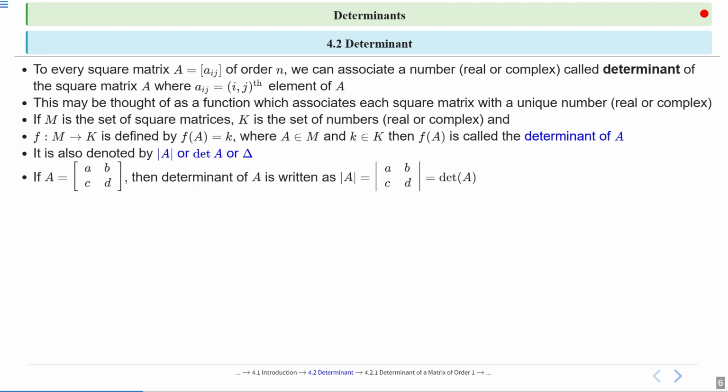If A is a 2 by 2 matrix, and that matrix is [a b; c d], then the determinant of A is written as determinant of A equals determinant of [a b; c d]. Okay.